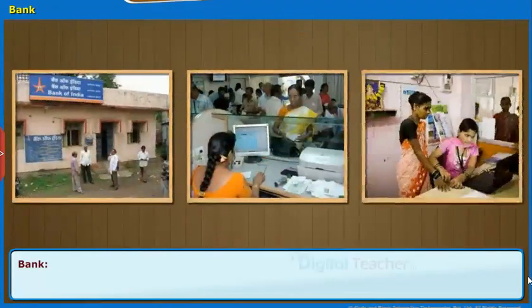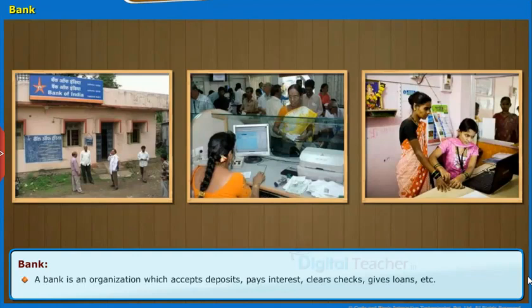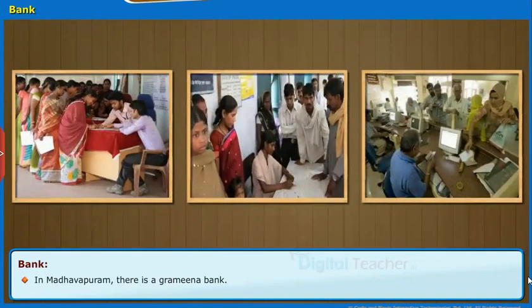So, now we will have a look at the bank of the village. A bank is an organization which accepts deposits, pays interest, clears checks, gives loans, etc. In Madhavpuram, there is a Grameen Bank. The villagers perform many activities like saving money in the bank, taking loans, etc.